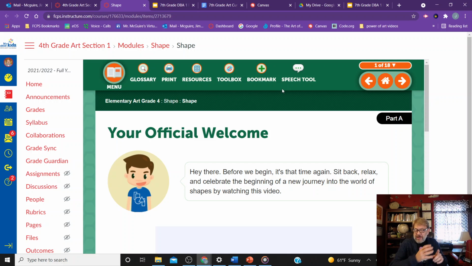And so last week and the past couple weeks we've been talking about line. Line is the most basic of the elements. Well, shape is the second most basic. Once you start connecting lines, you start creating some shapes.